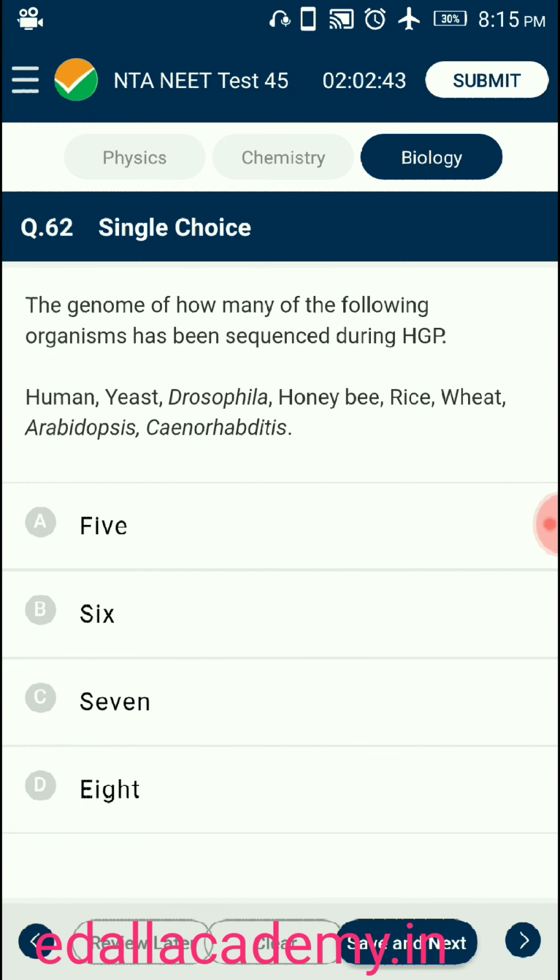How many of the following organisms have been sequenced during Human Genome Project? Many non-human model organisms such as bacteria, yeast, Caenorhabditis elegans, a free-living non-pathogenic nematode. Drosophila is commonly called fruit fly. Plants such as rice, Arabidopsis have also been sequenced. Also the human genome has been completely sequenced. So the answer for this question is option B, 6. There are 6 of the following organisms sequenced during Human Genome Project.